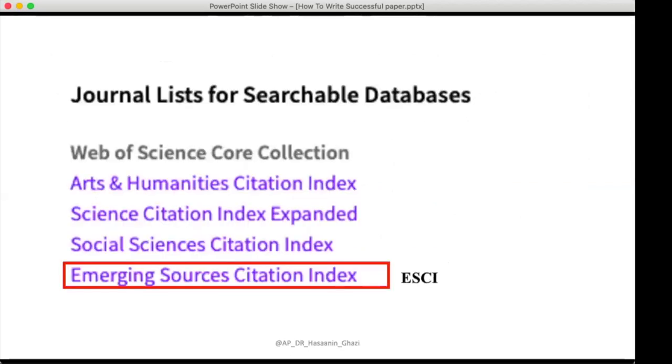Clarivate Analytics has four databases: Arts and Humanities, Science Citation, Social Science Citation, and the last one is the Emerging Sources Citation Index. The last database doesn't have any impact factor. It is for newly joined journals, to monitor their performance before they can be accepted into the Science Citation Index Expanded, which has the impact factor. And of course, the Journal Citation Reports, the JCR, is announced every year by Clarivate Analytics or Web of Science about the impact factor of the journals.